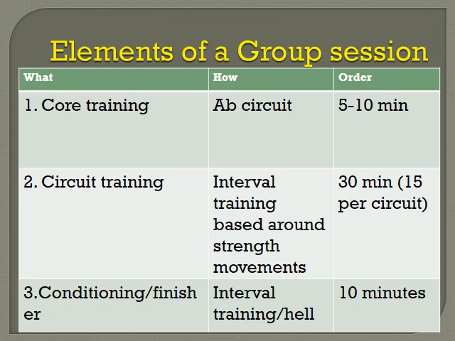So expanding upon this idea of fitting things into a system, these are the elements of our boot camp session. Number one, we have core training, which is around 5 to 10 minutes. Number two, we have circuit training, which generally consists of 2 circuits, anywhere from 12 to 15 minutes for each circuit. And then we're going to finish the workout off with some sort of a high-intensity conditioning interval.